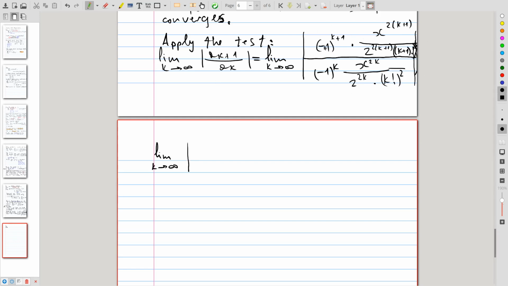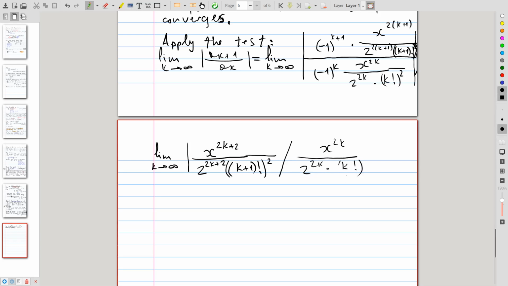So let us discard those two factors, and we're looking at the ratio of: on the top, x to the power 2k plus 2, that's what I get if I multiply this product into the exponent, divided by 2 to the power 2k plus 2 as well, multiplied with (k+1) factorial squared. And this entire thing is divided by x to the 2k divided by 2 to the 2k times k factorial squared.